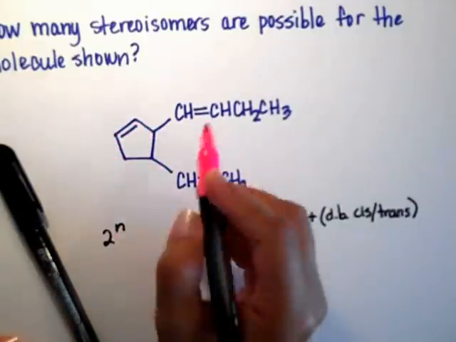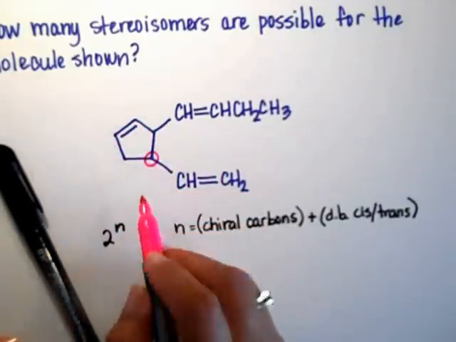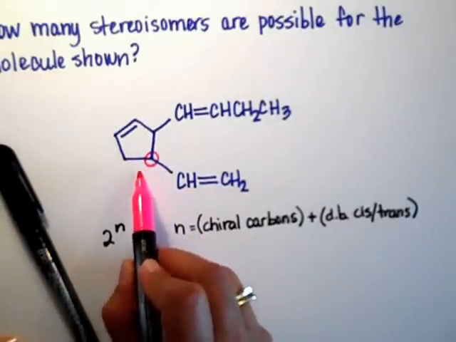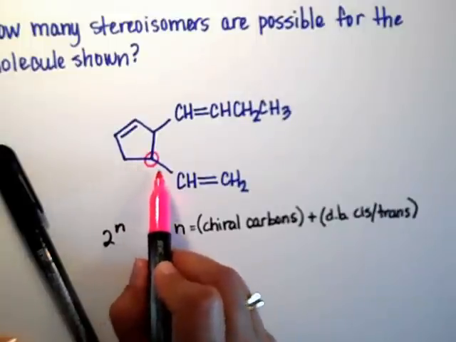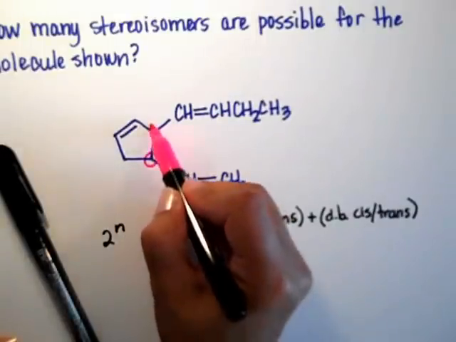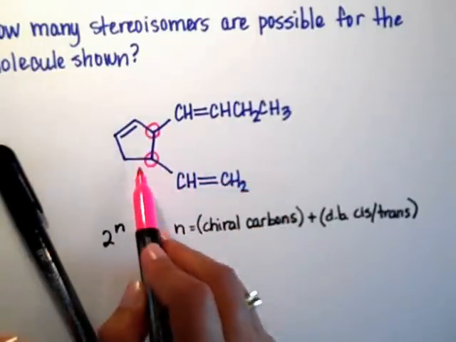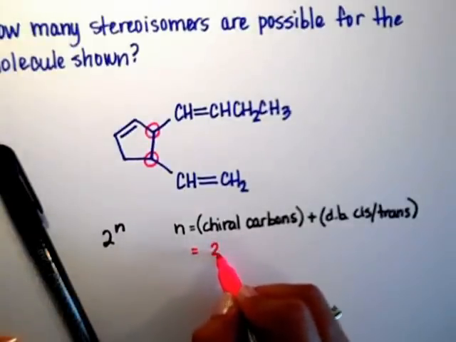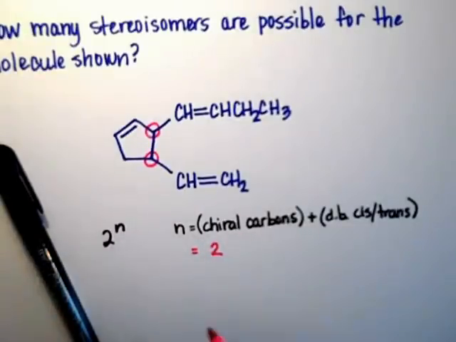Around the molecule, you look at this carbon at the bottom. It has 4 different things attached to it. There's a hydrogen that's not drawn, but it's the 4th thing. This carbon at the top is also a chiral center. So I have 2 chiral centers, 2 chiral carbons in that molecule.